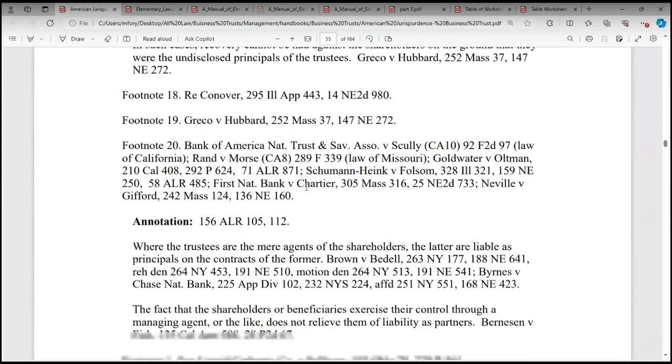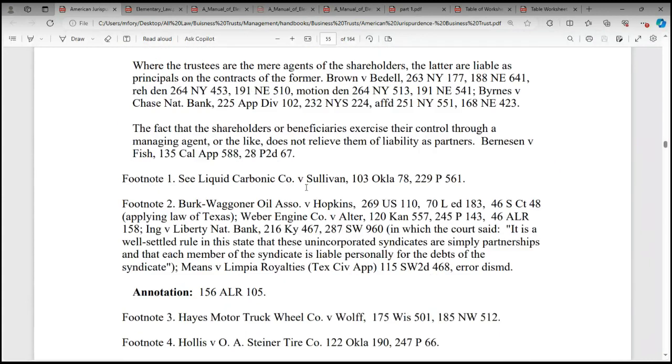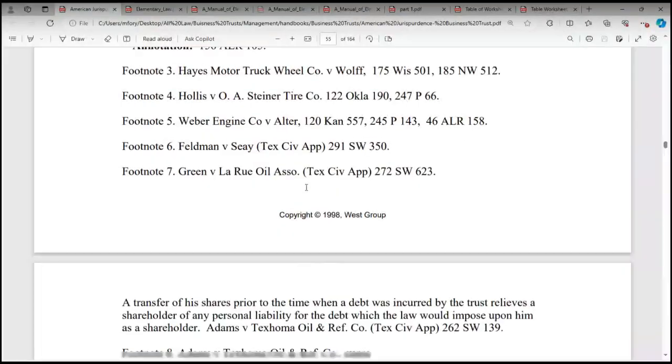That's some footnotes here. Nothing really worth mentioning. Those things in that chapter should be a given.